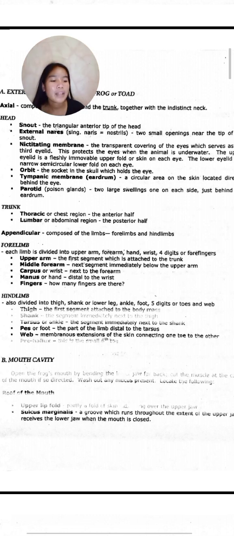So the orbit is the eye sockets, a pair of rounded prominences, with internal or posterior nares. The frog can breathe through this with its mouth closed.